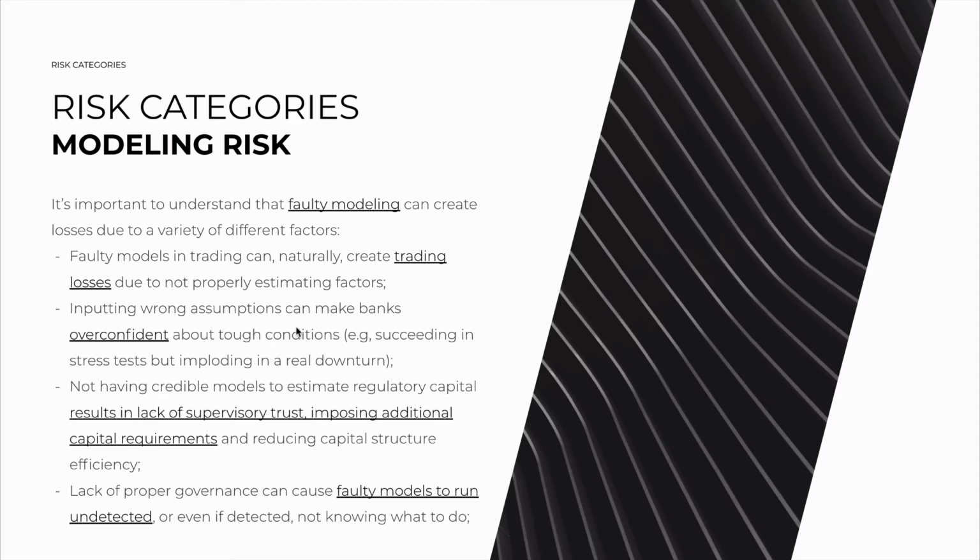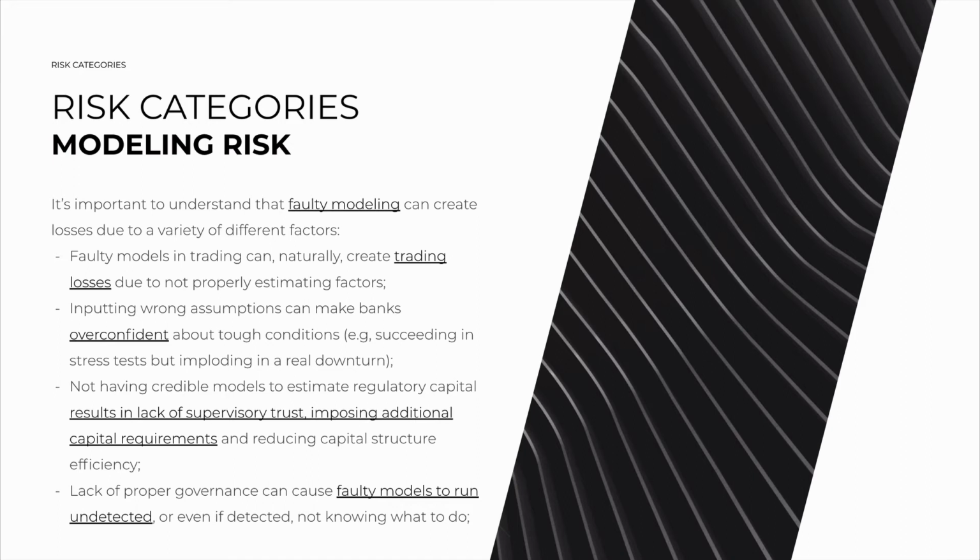Then, inputting wrong assumptions can make banks or institutions overconfident about tough conditions. For example, since stress tests are usually done with very specific conditions, the bank can over-adjust their assets and their capital planning to the results of specific stress tests. So they succeed in those specific tests. But if there is a real downturn with different characteristics, then the bank implodes because they're not prepared for it. Or even worse, the bank is too confident and passes all possible stress tests with fine-tuned data and then fails in every case in reality.